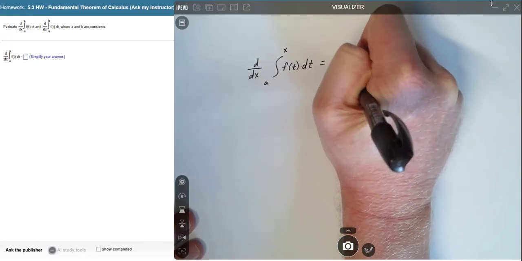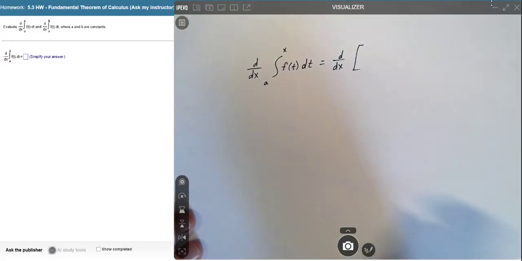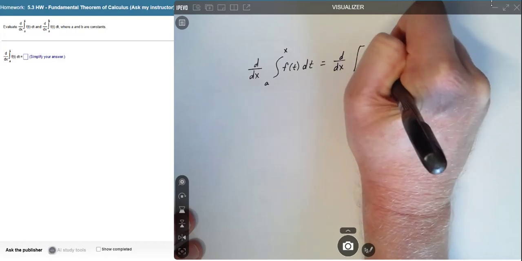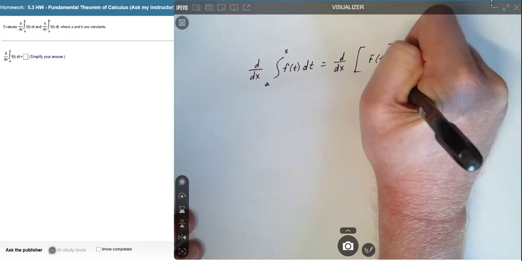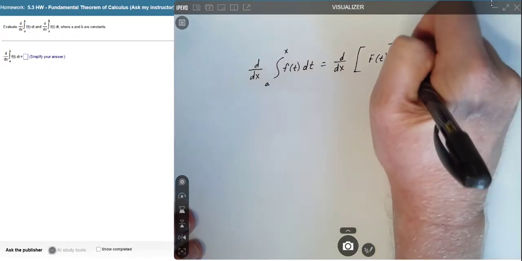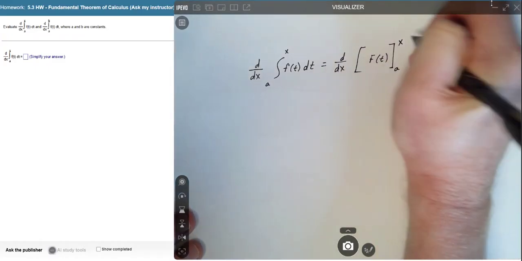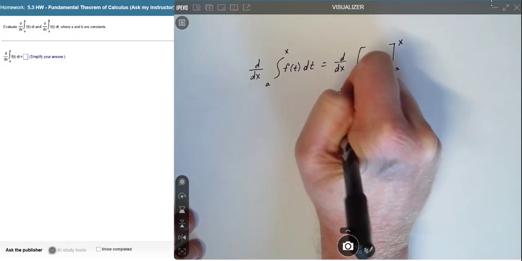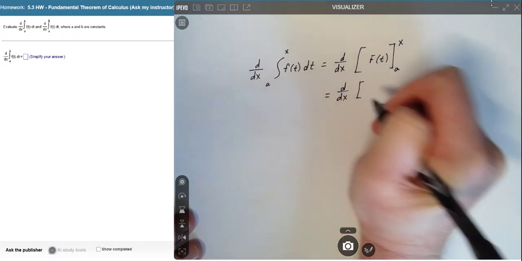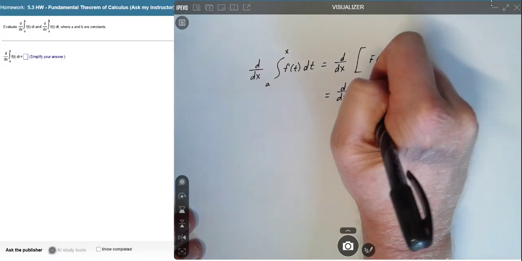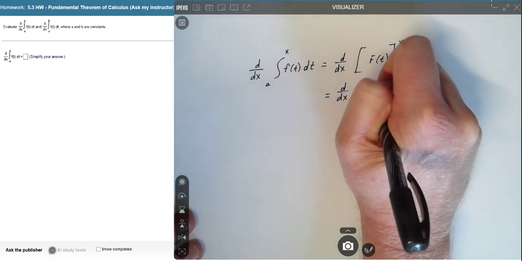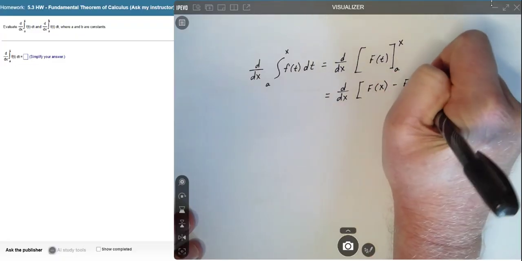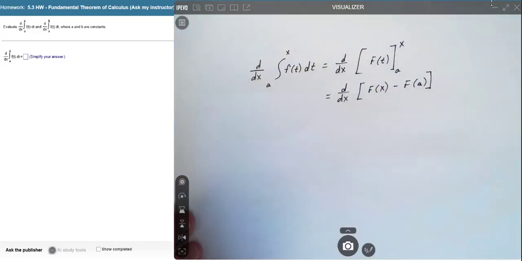I'm still taking the derivative with respect to x. The integral of f of t dt is capital F of t, but now I'm evaluating that at the definite integral points a and x. Now think about what happens with that. You're still taking the derivative with respect to x. When I evaluate the inside at x, it's the antiderivative, not in terms of t, but in terms of x, minus the antiderivative evaluated at some constant a.